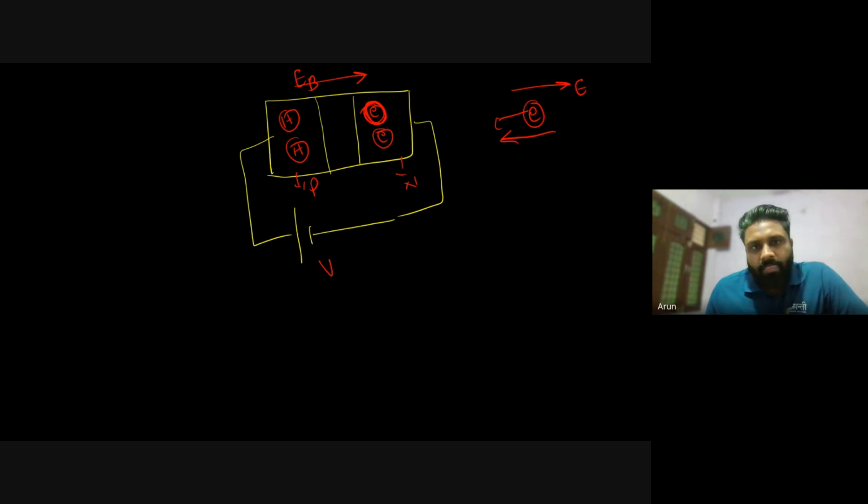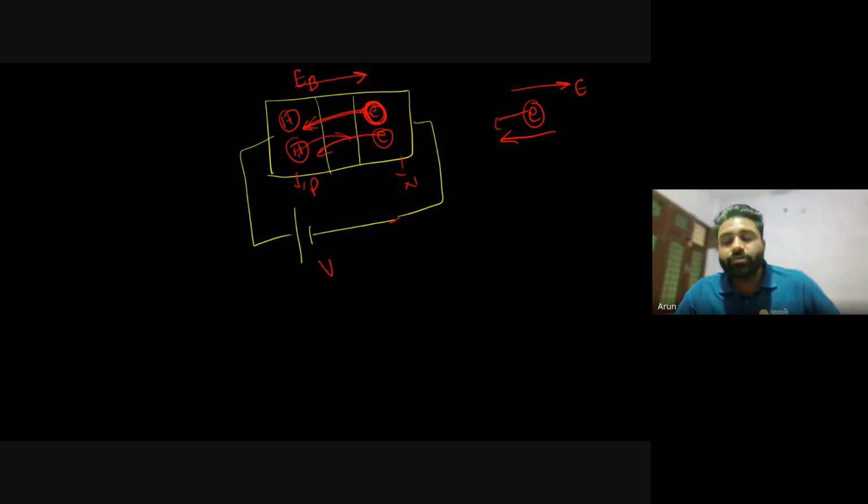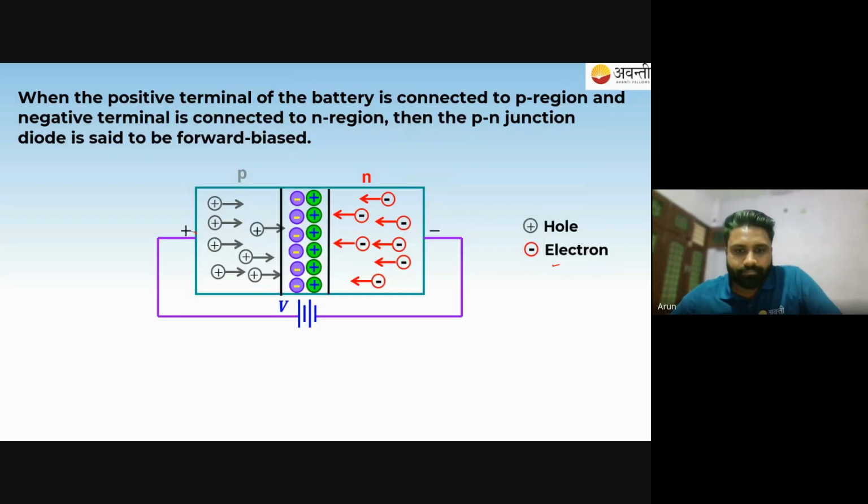If this field created by the battery is sufficient, the electron can get through this depletion width. The hole can also get through this. Okay, so there is a possibility that current can flow. Now what will happen? Let's look into this. These are the electrons, the majority charge carriers, and these are the holes, the majority charge carriers in P type.